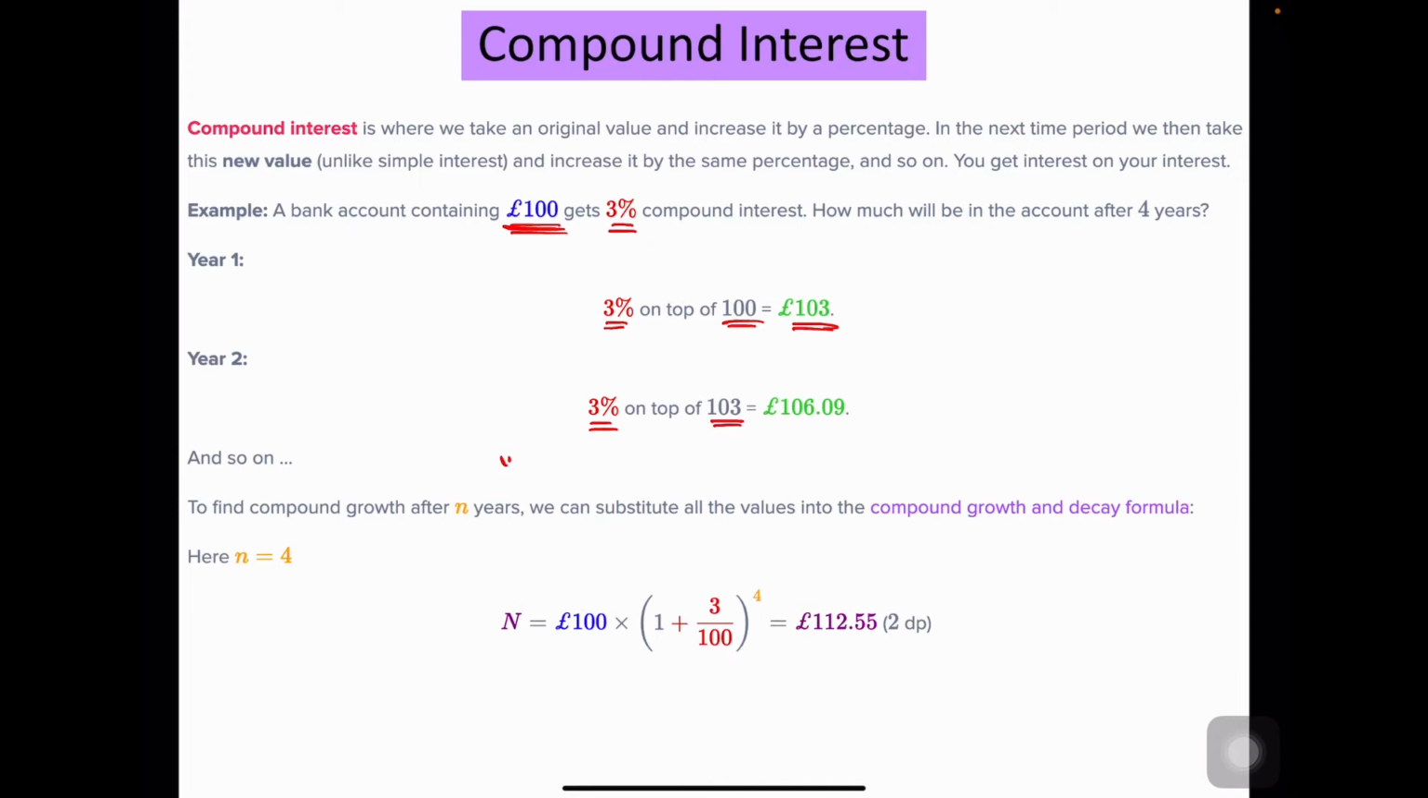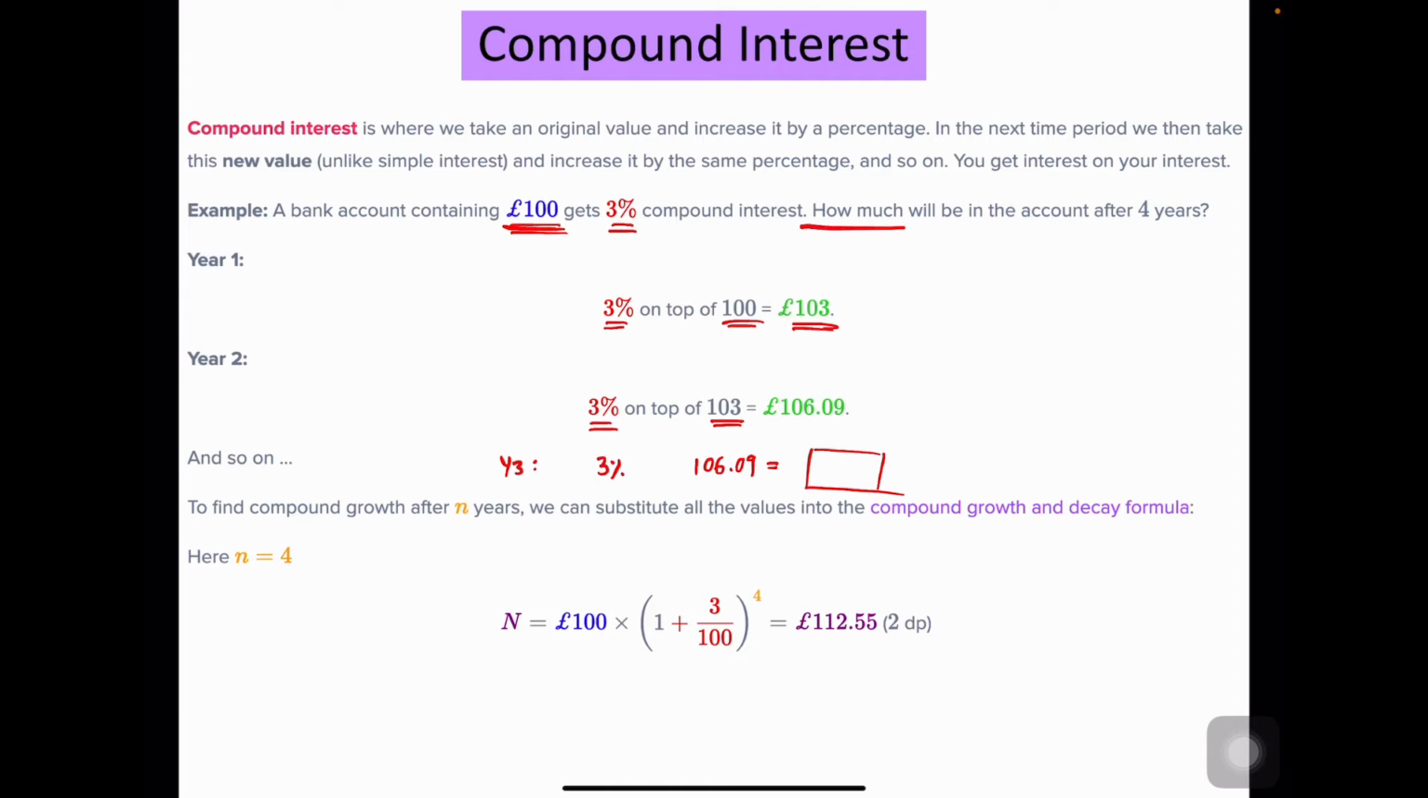Then for year 3, you work out 3% of 106.09, and you'd add it to 106.09, and that would give you the value which you have at the end of year 3, and you'd continue this process. You'd go on and on. So let's think about the differences.